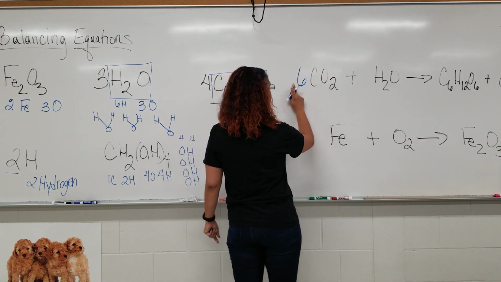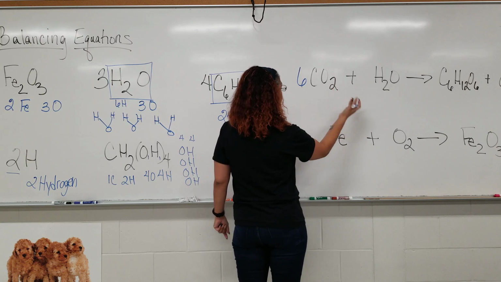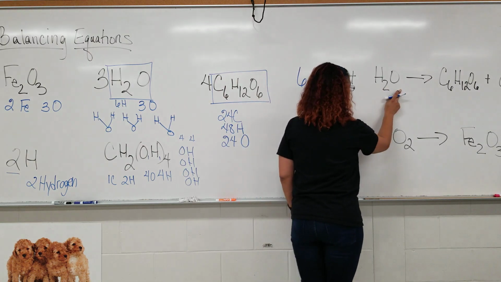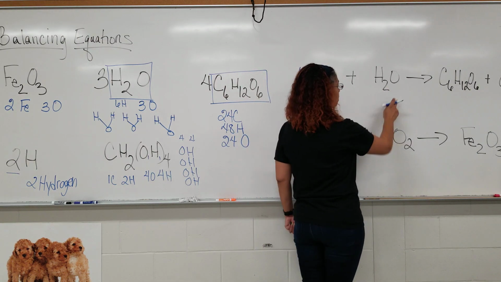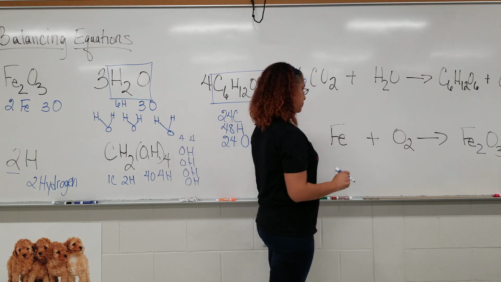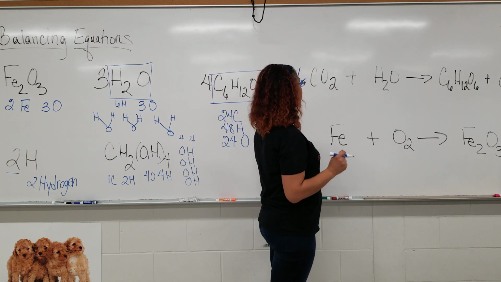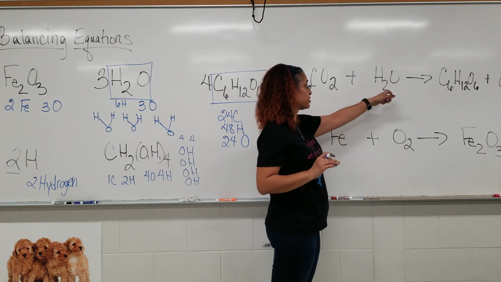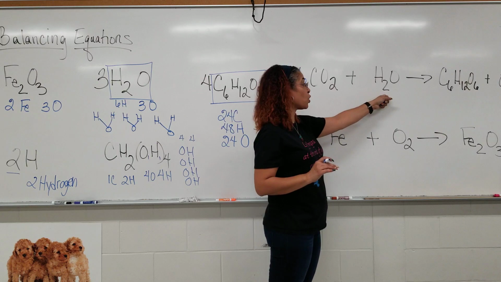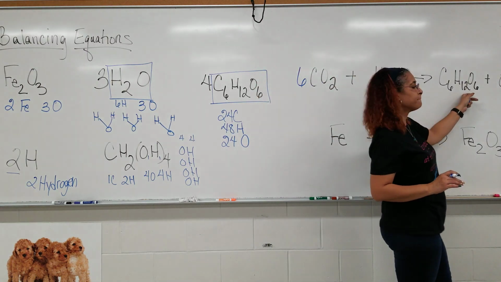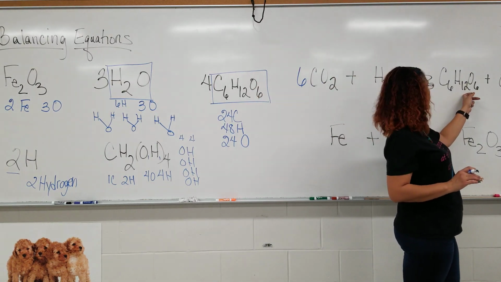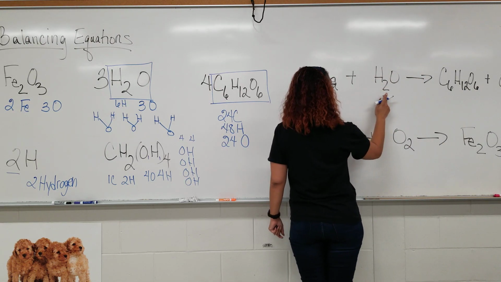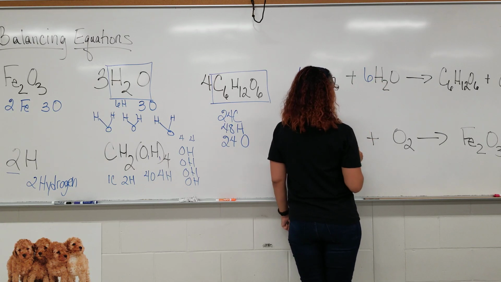So now I have 6 times 2 is 12 oxygens, okay? Plus 1 over here is 13. Clearly, I'm not done yet, okay? So let's take a look at hydrogen. Hydrogen only appears here, it does not appear here. So I have 2 hydrogens here, but I have 12 over here. So how do I get 12? Well, 6 times 2 is 12.